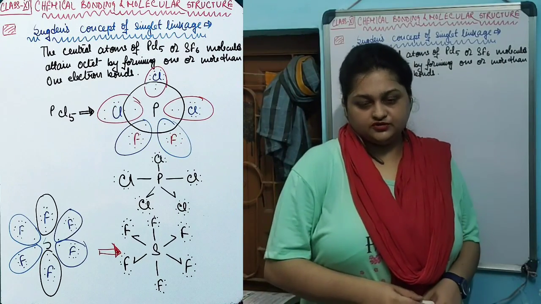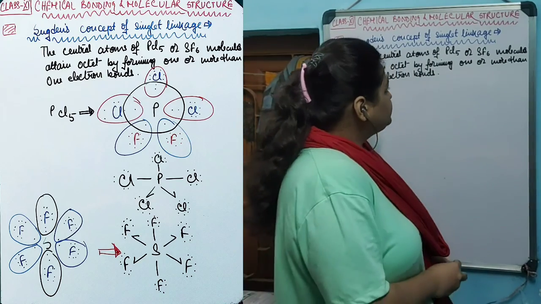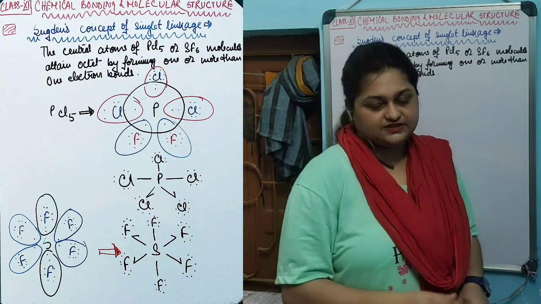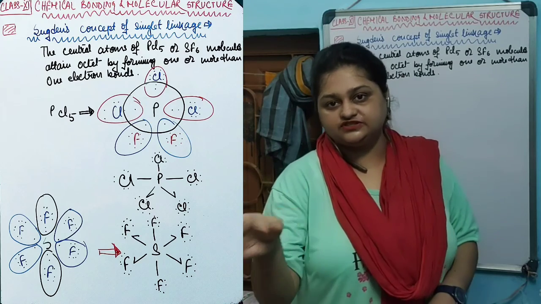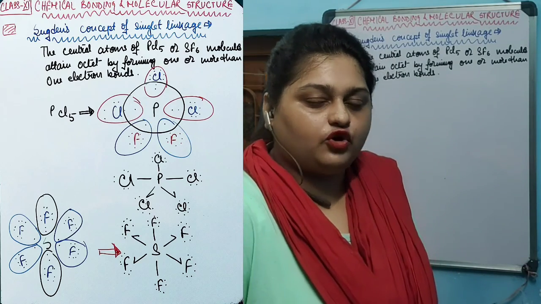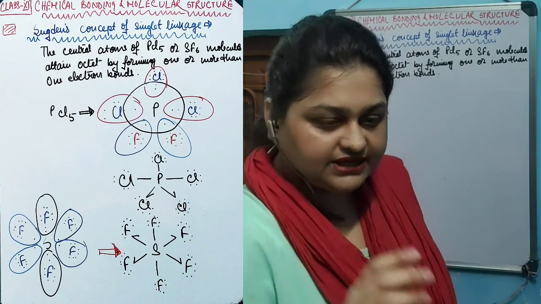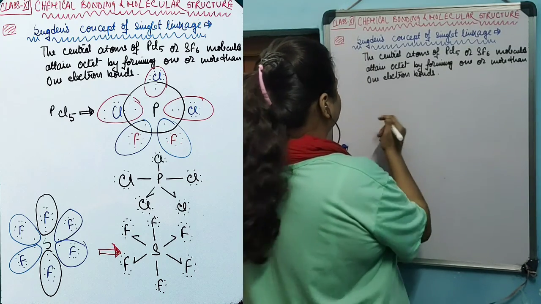Another approach, known as Sidgwick's concept, was given to describe the formation of PCl5 and SF6 molecules. He suggested that the central atom of SF6 or PCl5 molecules attains an octet by forming one or more than one single-electron bond. Let's try to construct the bond and see what the main concept was.